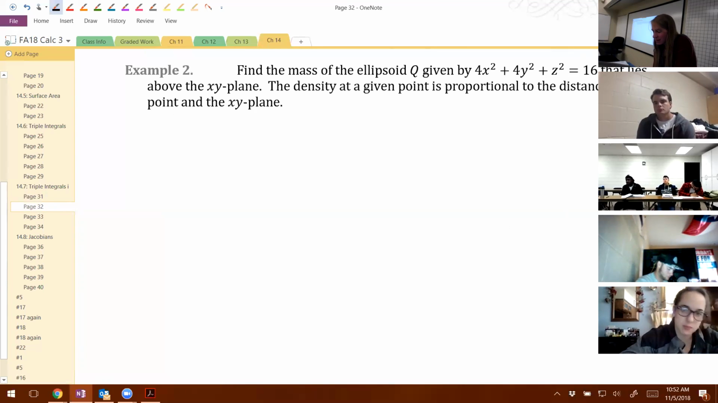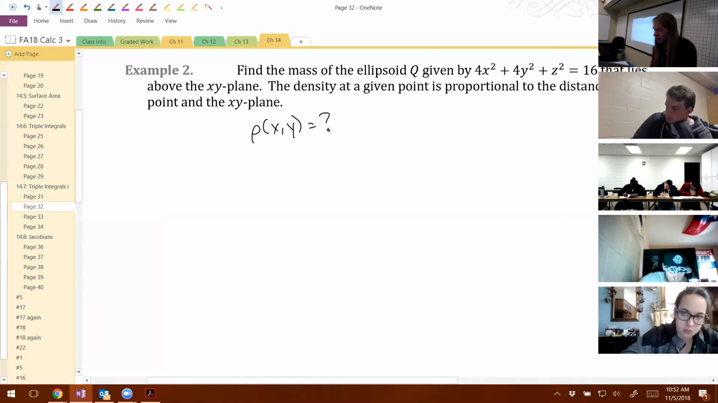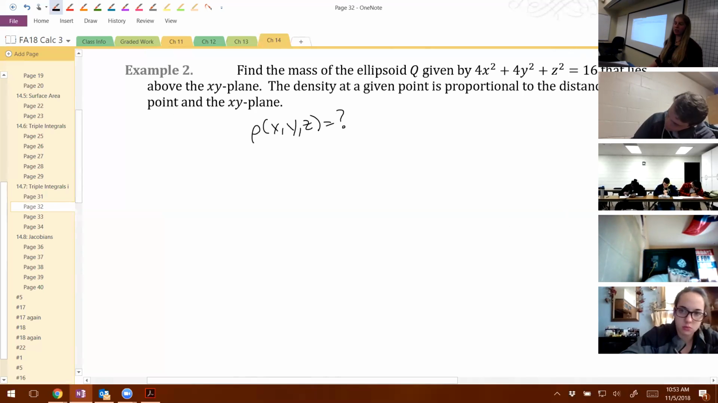To find the mass, I won't write the whole equation out, but we basically are going to need to take the volume and then multiply it by the density. So we do need an equation for density of this guy. Okay, oops, x, y, and z. Density depends on all of them. So what equation can we write for the density of this? Proportional distance between the point and the xy plane.